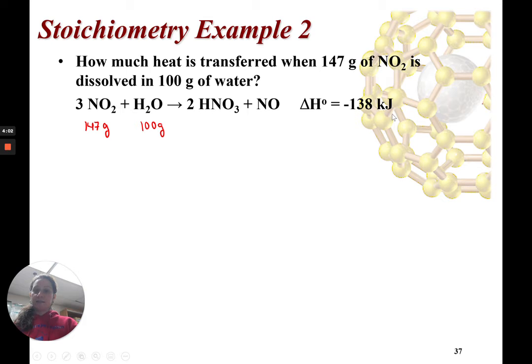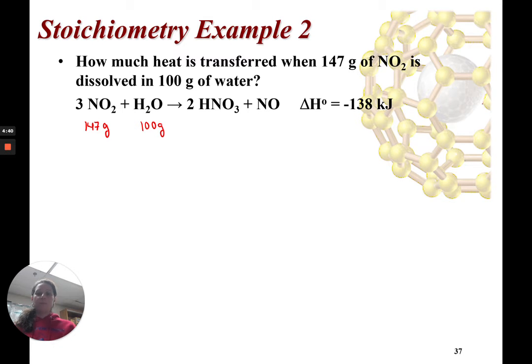The delta H they give us is for the reaction as written. So it's for 3 moles of NO2, 1 mole of H2O to produce 2 moles of HNO3 and 1 mole of NO. The question is asking, well, how much heat is going to be transferred if I use these specific amounts, 147 grams of NO2 and 100 grams of water. So this looks like it's a limiting reactant problem. How do I know that? Well, because they're giving me both reactants. So whenever they give you information about both reactants, it is likely that it's a limiting reactant problem, and you have to figure out which one's your limiting reactant, and that's the one that you use to get your answer.